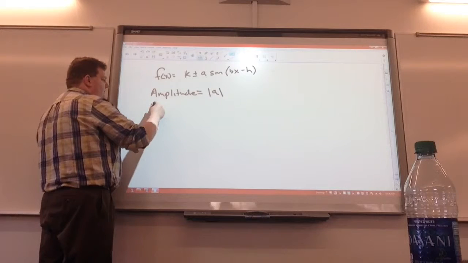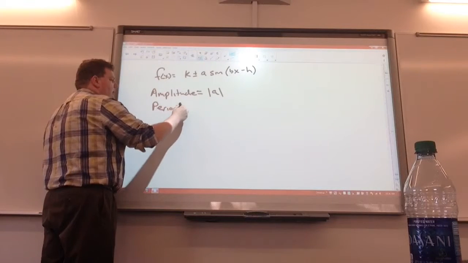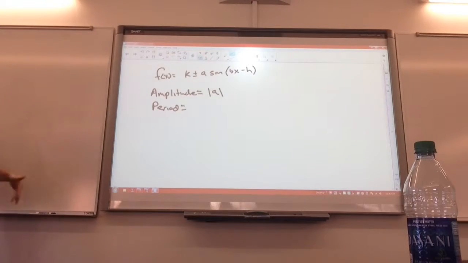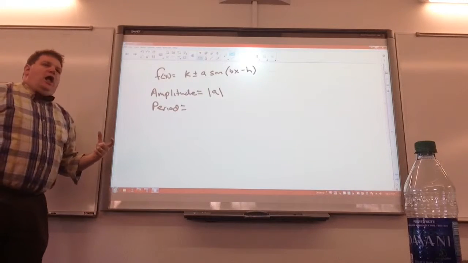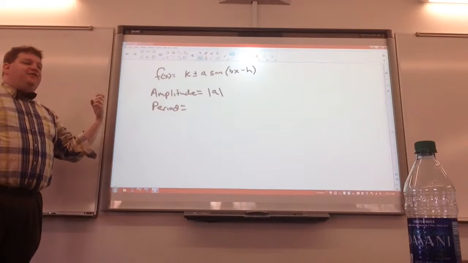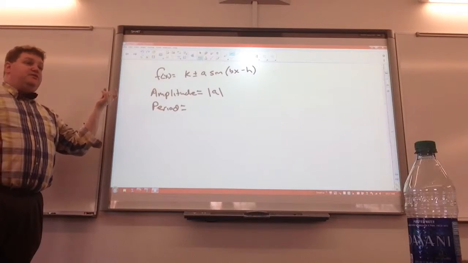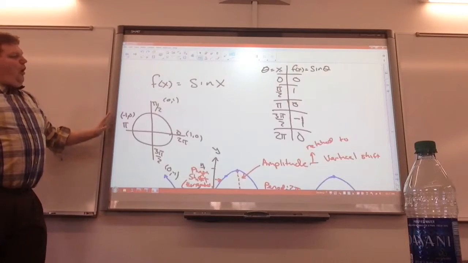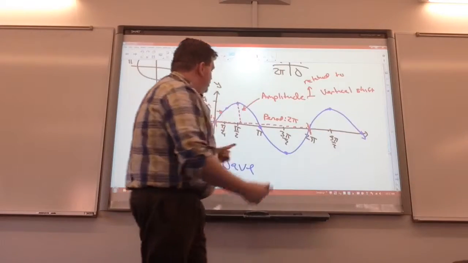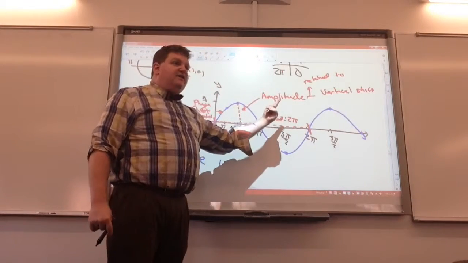Period is the next one. Now we know period is controlled by b. We kind of used process of elimination to say, okay, b is the only thing up there I'm not familiar with, so b is probably going to be period. It's not just going to be straight up number b though. What it's going to be is determined by whatever change I make to 2 pi to get it to repeat.